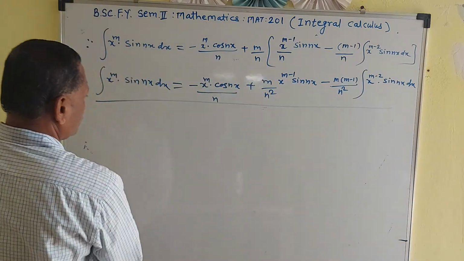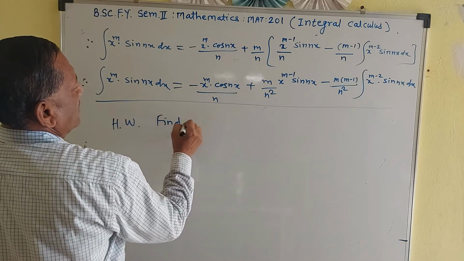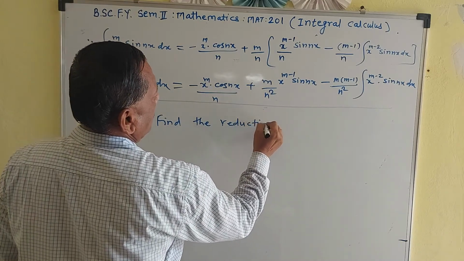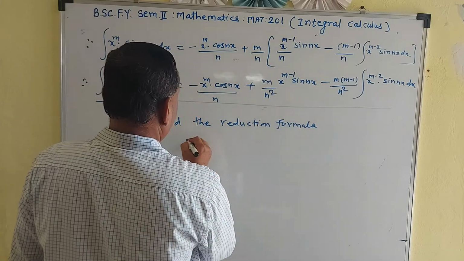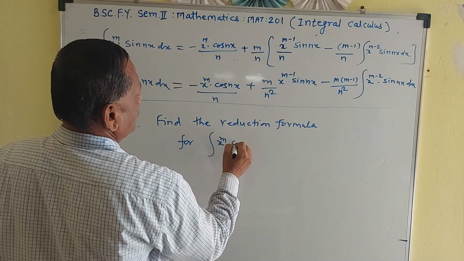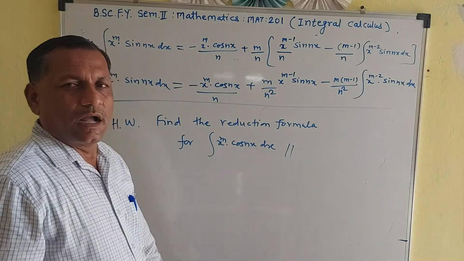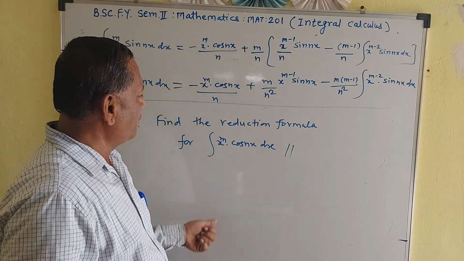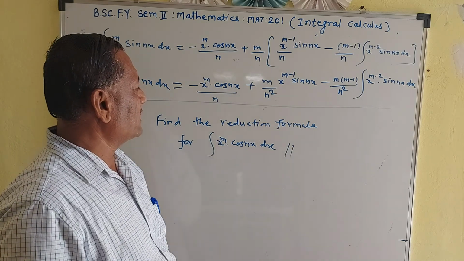Homework: find the reduction formula for integration of x raised to m into cos nx dx by making use of integrating by parts or by using this formula. You find the integration or reduction formula of x raised to m into cos nx dx.